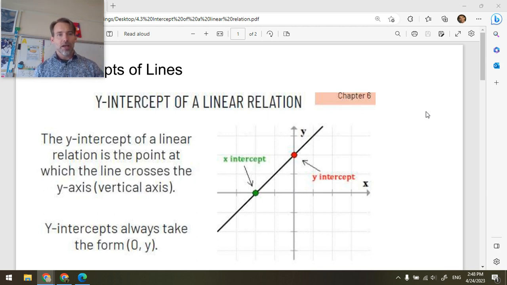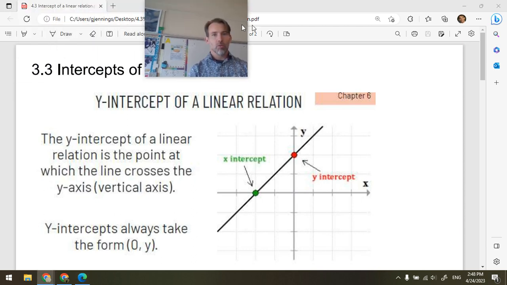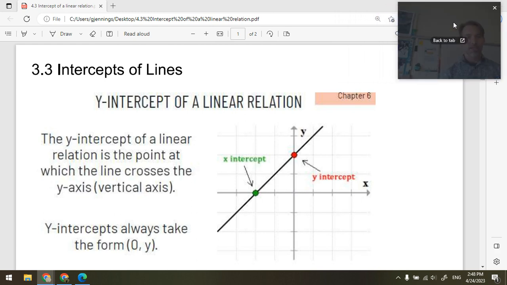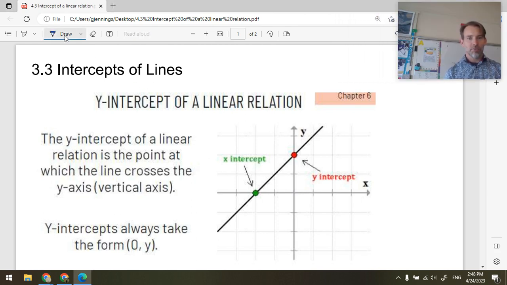All right. So what we're looking at here is intercepts, which means where do these lines that are created by linear relations happen to touch the y-axis? And where do they happen to touch the x-axis? If we look at this line here that goes off this way and off that way, we'll notice it intercepts the y-axis at that point. This is, of course, the y-axis here. And then it intersects the x-axis at that point.